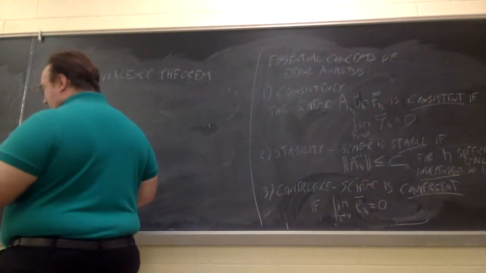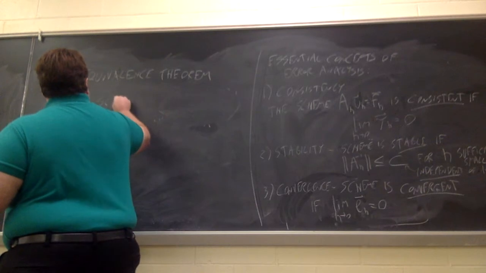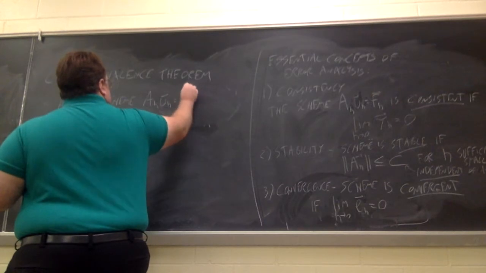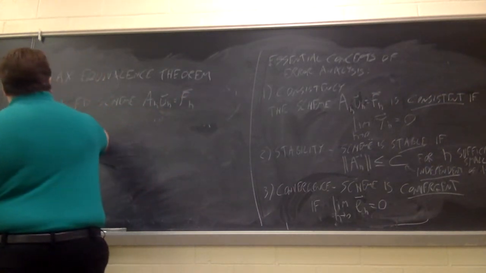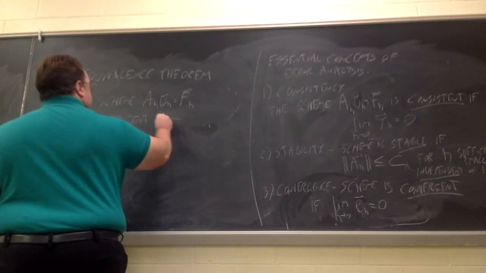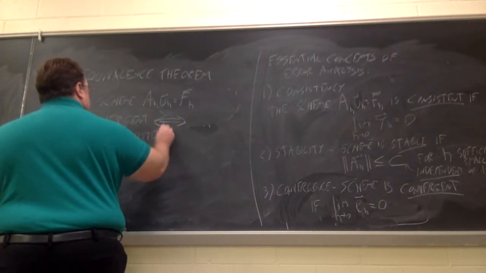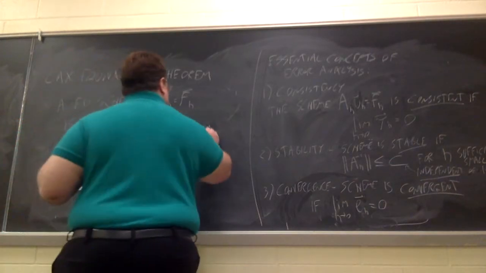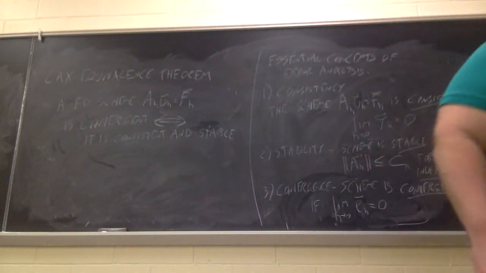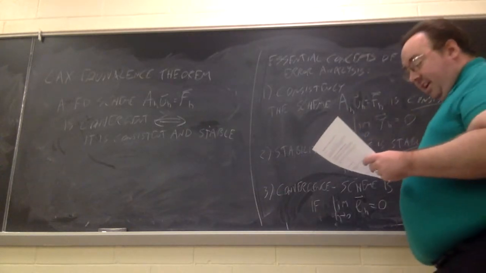All right. So there's a finite difference scheme A_h U_h equal to F_h, is convergent if and only if it is consistent and stable. Okay. So consistency by itself is not enough to guarantee convergence, but if it's consistent and stable, it is.